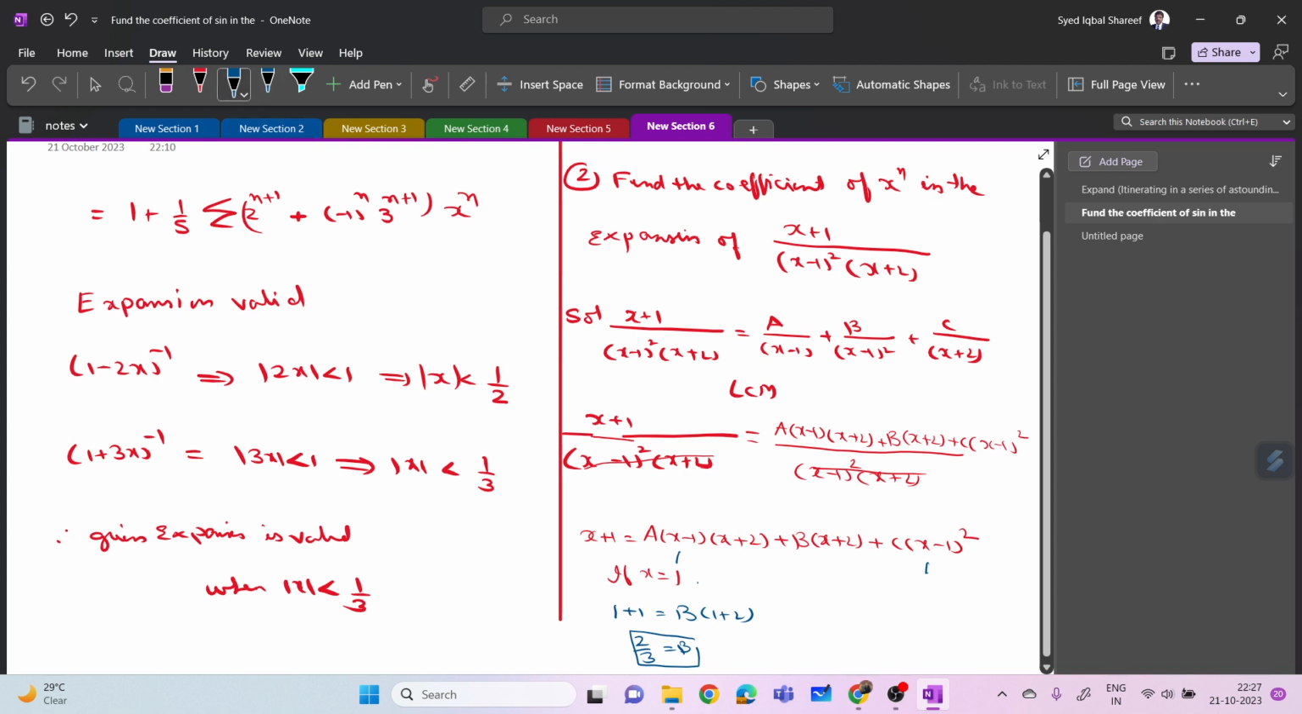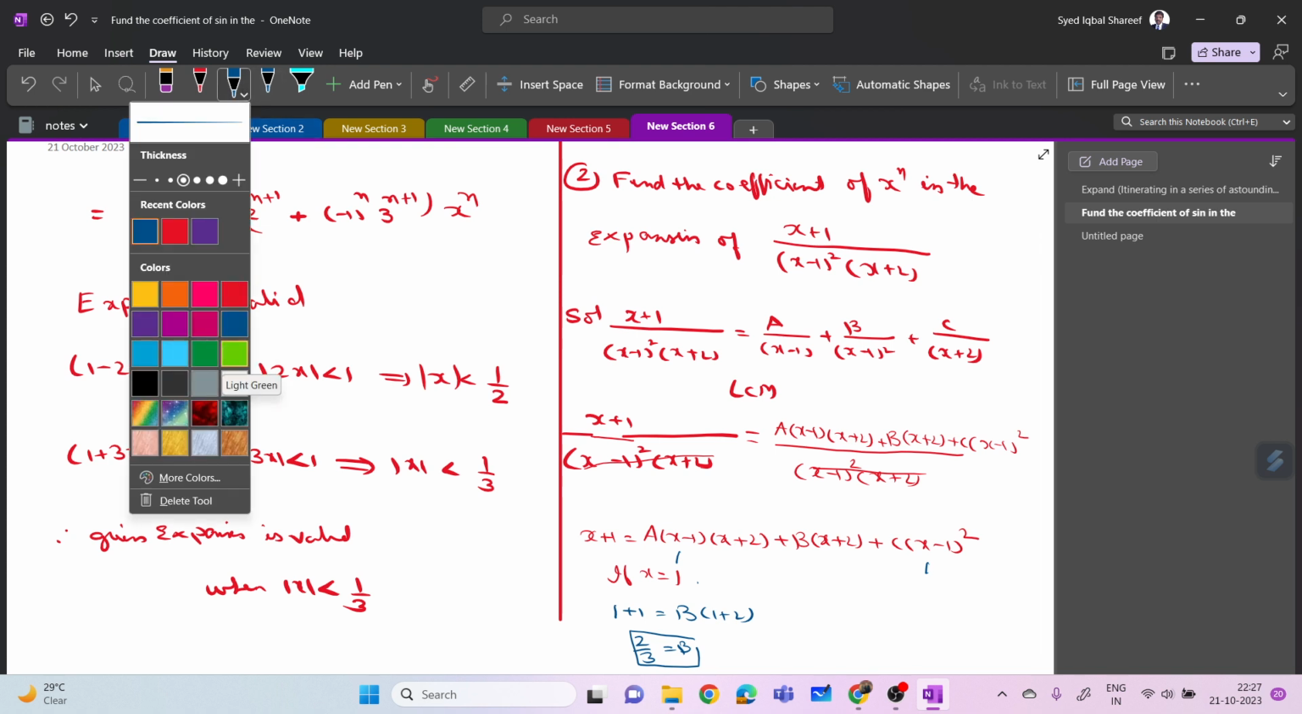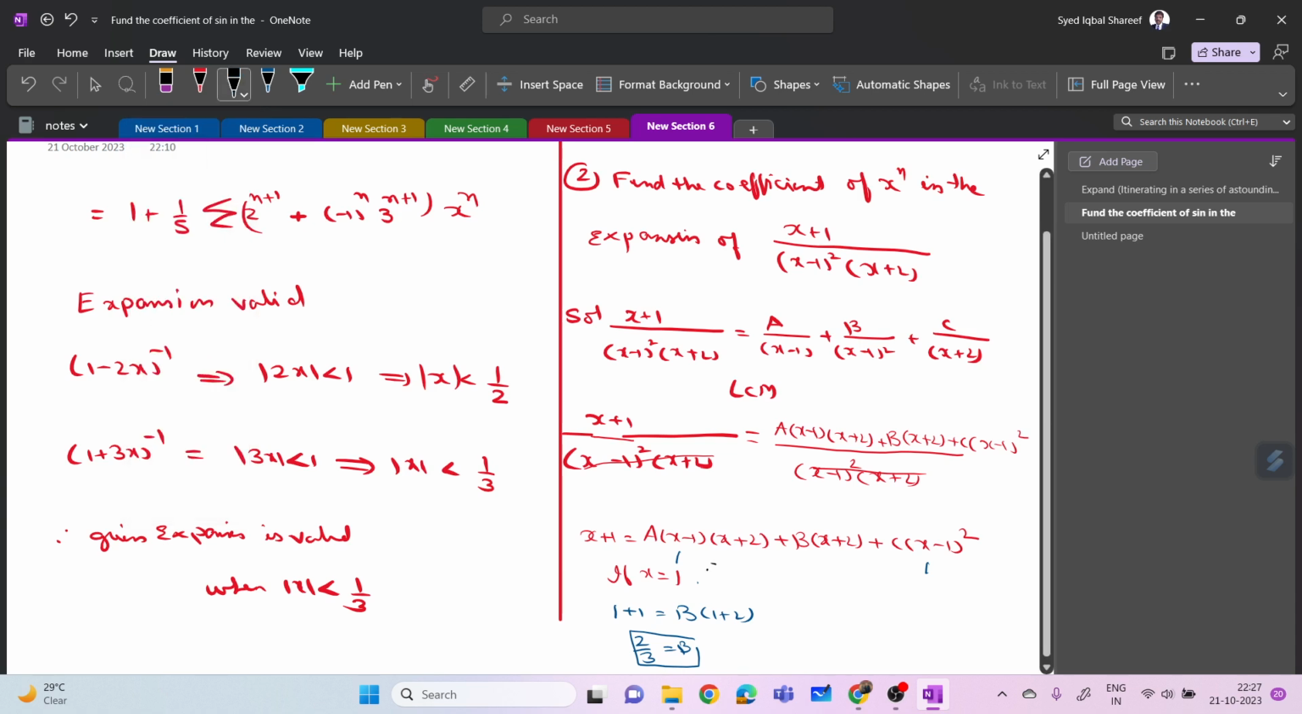Suppose x equal to minus 2. If we take this, minus 2 plus 2 is gone. So here minus 2 plus 1 equal to c of minus 2 minus 1 square. So minus 2 plus 1 is minus 1, minus 1 is minus 3, whole square is 9, so minus 1 by 9 equal to c.